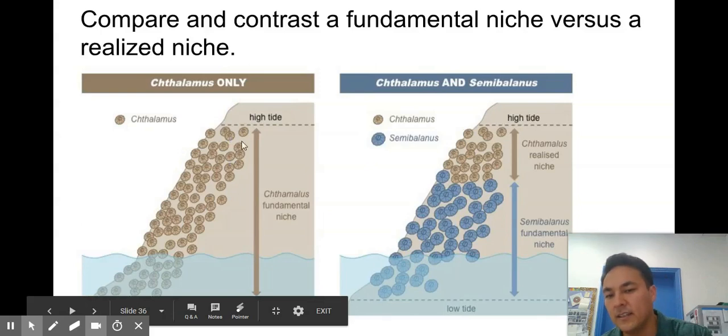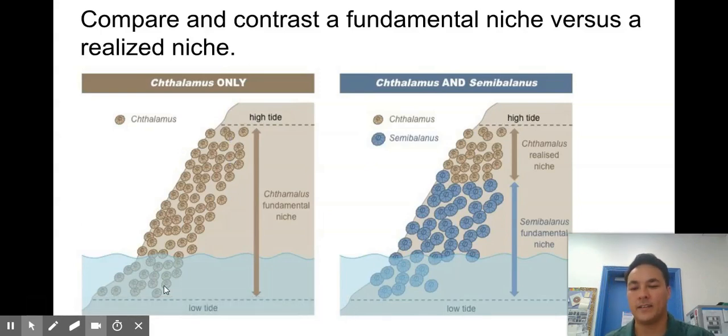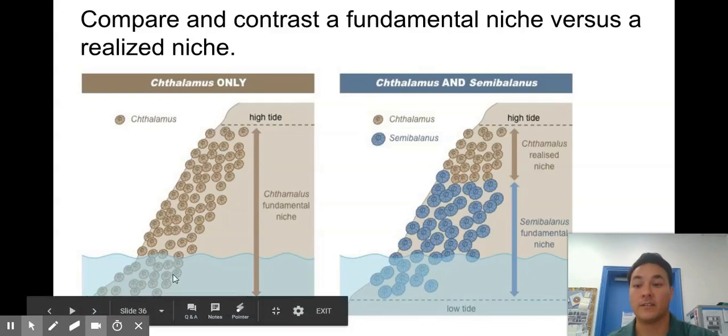But hypothalamus could live in the whole area. So your fundamental niche is the whole area you could take over. You could live in any room in your house, but you have to stay at night in your room, right? Otherwise, you'd be bugging other people. So that'd be your realized bedroom or your realized niche. I encourage you to look at some other examples of this, especially with the anole lizards.